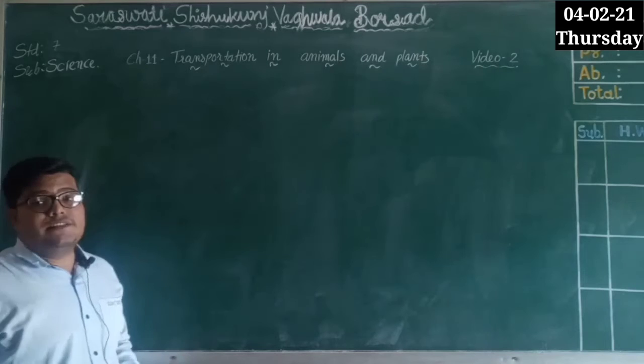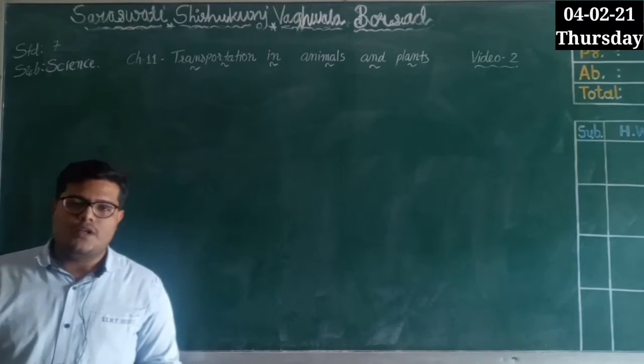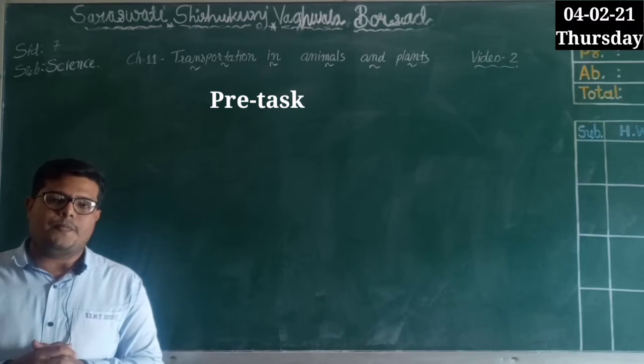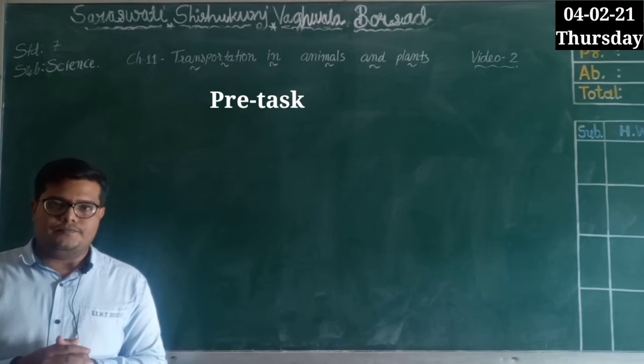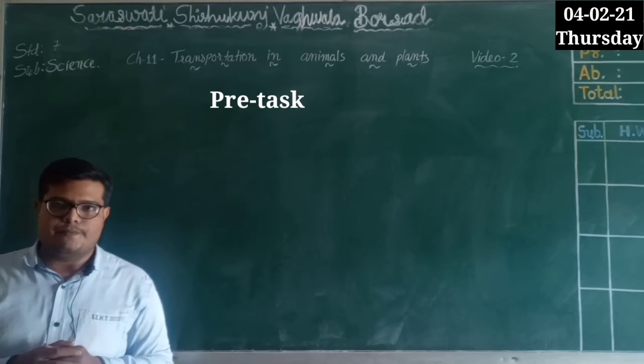We are continuing with that chapter, that is transportation in animals and plants. This is video part 2. So in the first video, what we learned, let's try to recall all of that. We start with the blood. That is an inseparable part when we are talking about transportation, right?